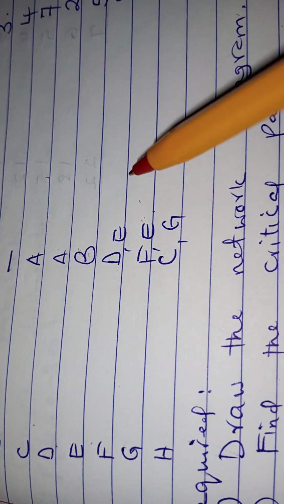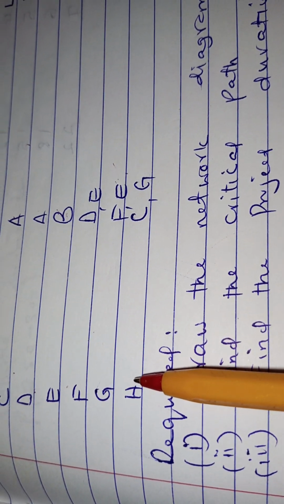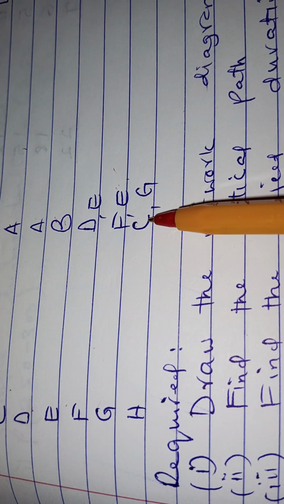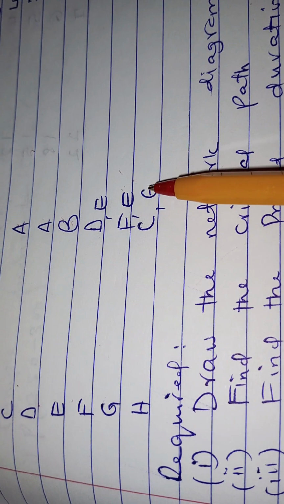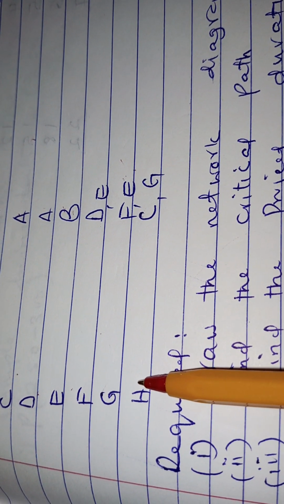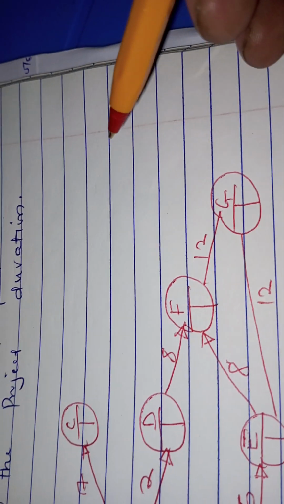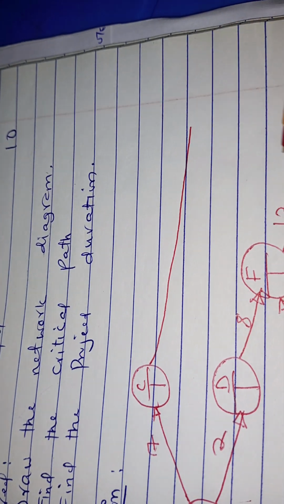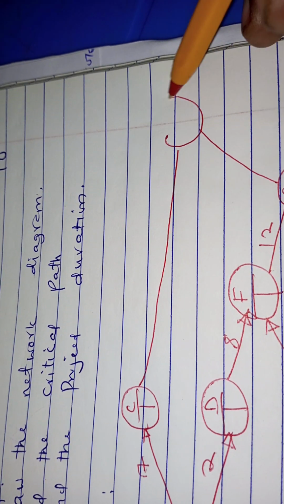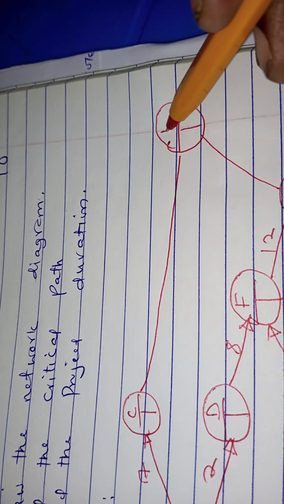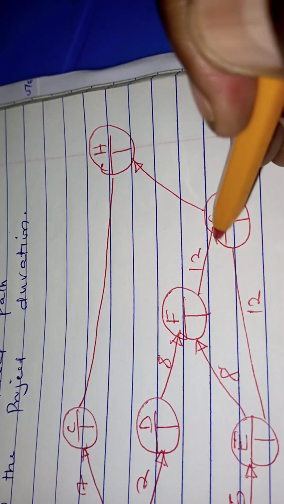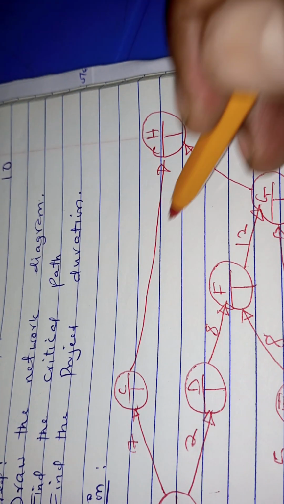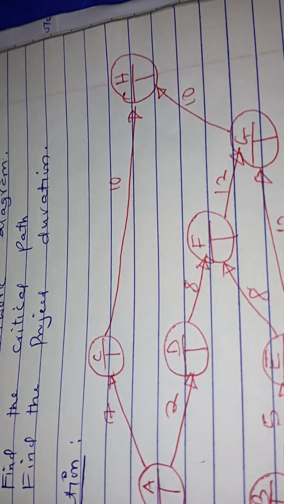Then lastly, we have the question saying activity H is preceded by activity C and G. Therefore, we shall draw an arrow from C, another from G, and they shall meet at a point H. So let's go to the diagram. We have C and G, and so we shall draw an arrow and another arrow. Both will meet at H. These are arrows. The activities are shown as arrows, and the duration given for the last activity is 10 weeks.